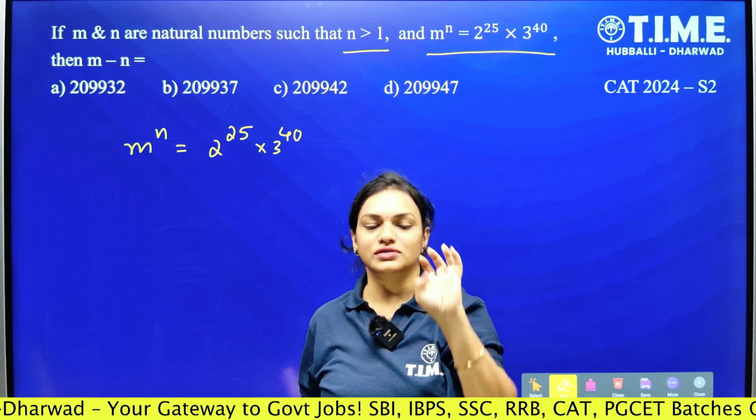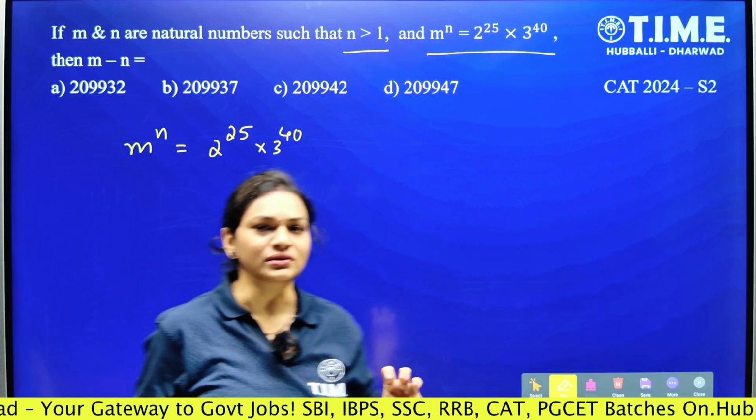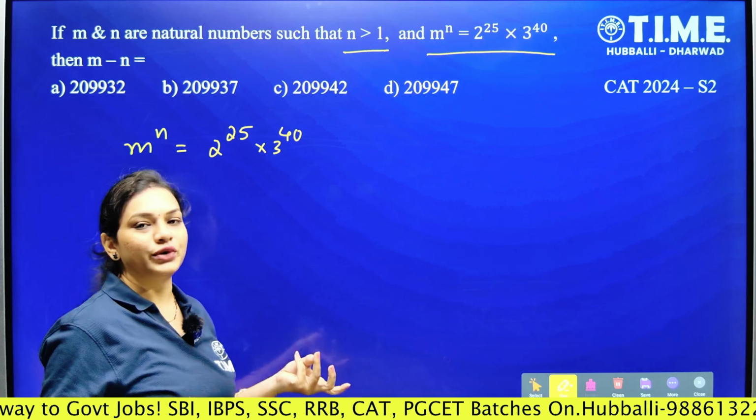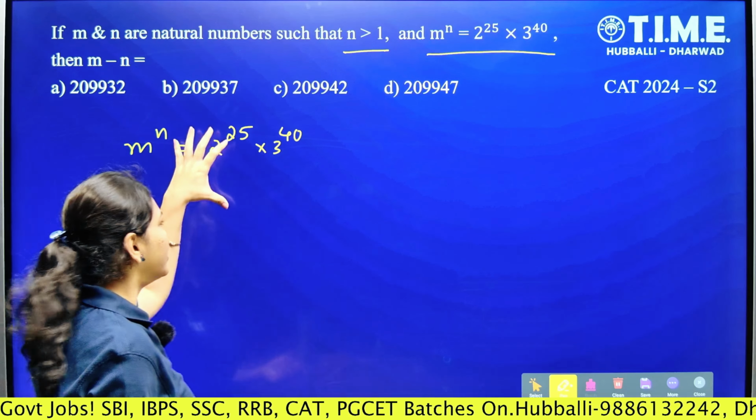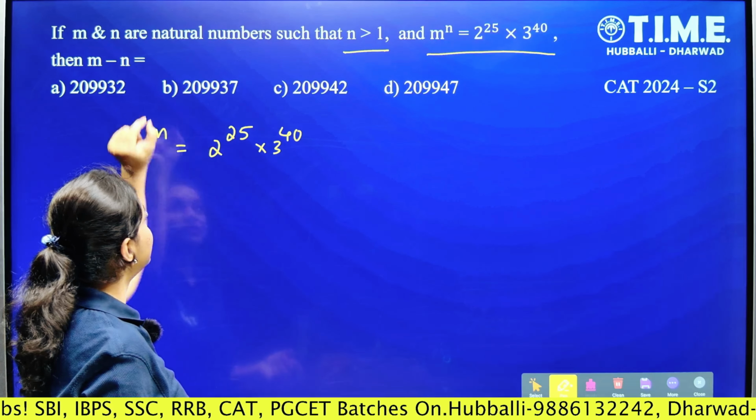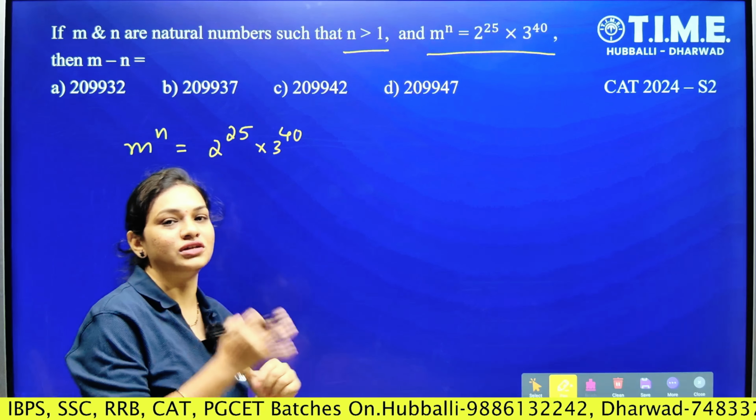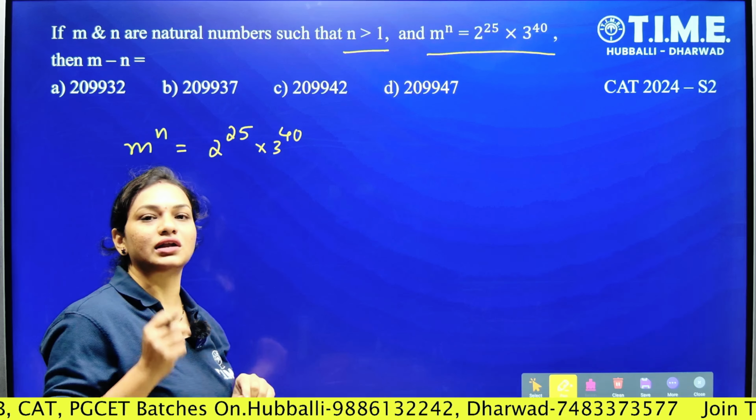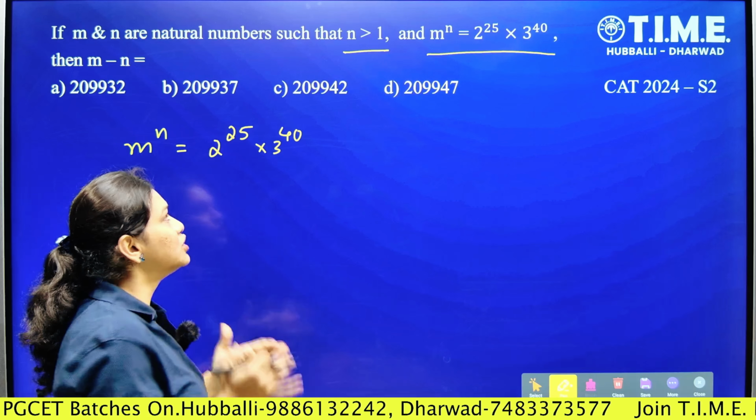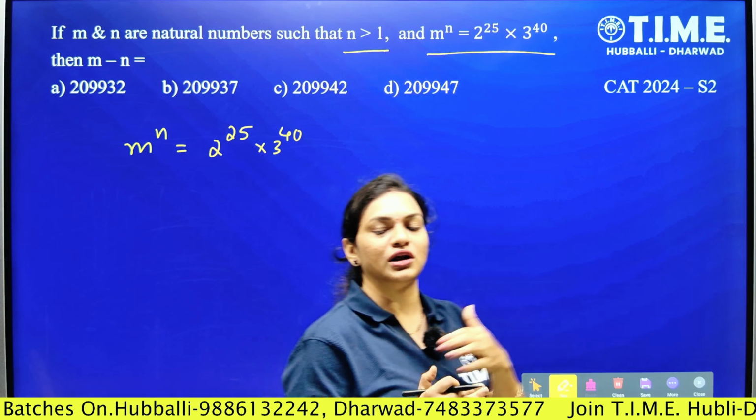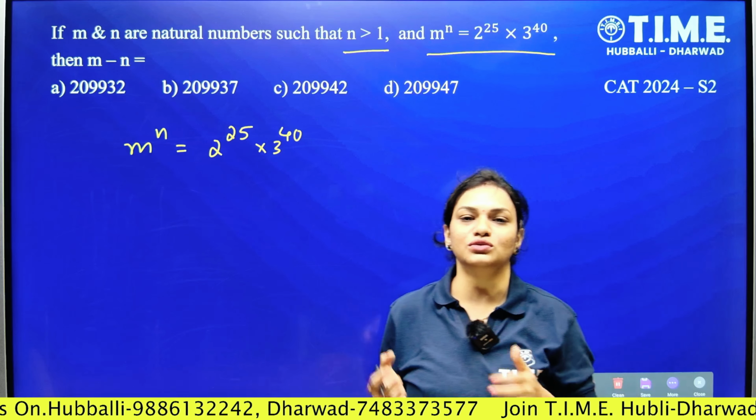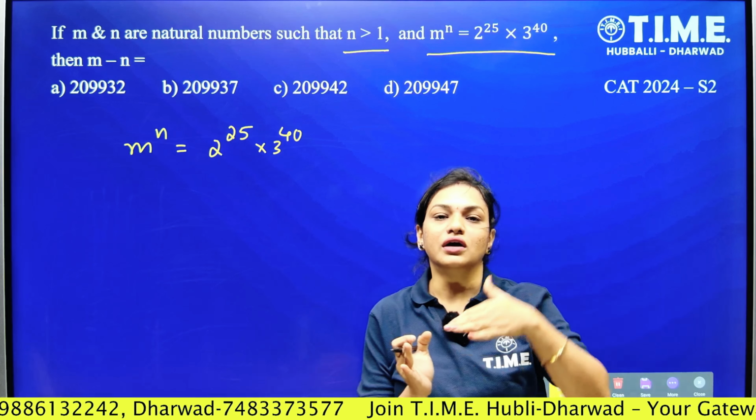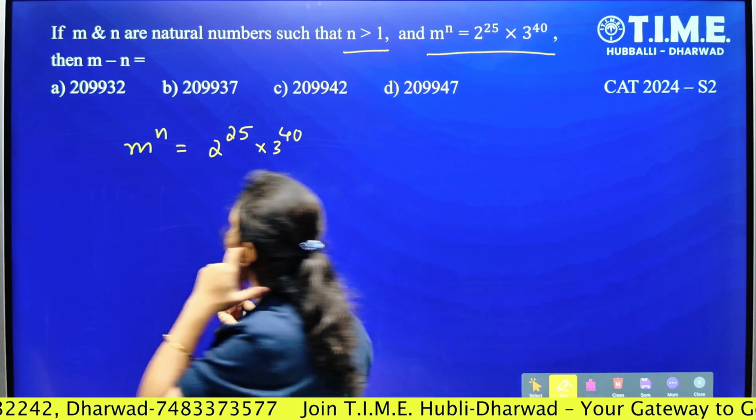Since he is asking us to find the m minus n value, we require the values of m and n. Now how to get the values of m and n? Straightforward, he has given one condition and mentioned that m and n are natural numbers. One more condition is given: n should be greater than 1, so you may have 2, 3, 4, 5, anything, but it is not equal to 1.